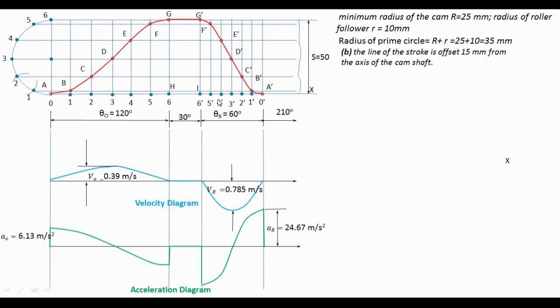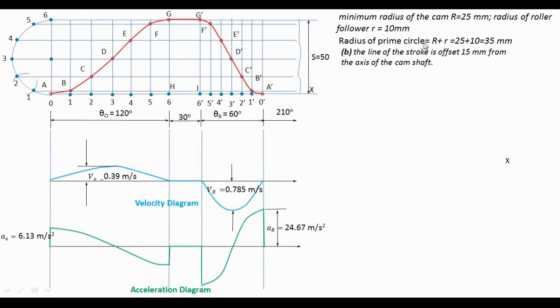I have recreated the same image here for case B. The diagram will not change, because the only difference is that the first case was of a radial follower, and this is the case of an offset follower. So what we need to do in the case of an offset follower: the displacement, velocity, acceleration diagram will not change, it will be as it is. Only the profile of the cam is going to change in this case.